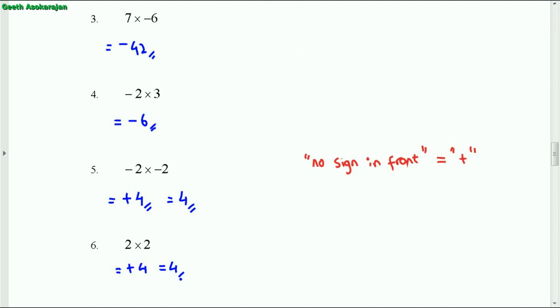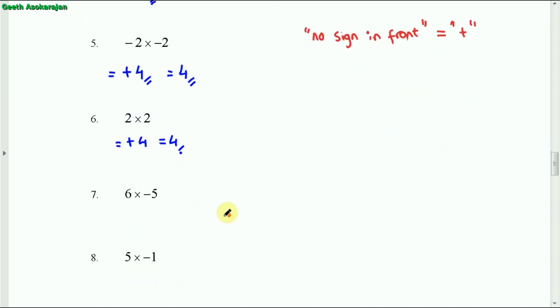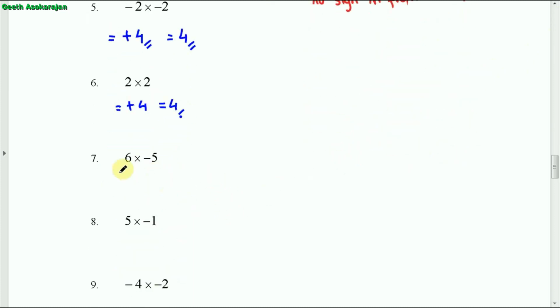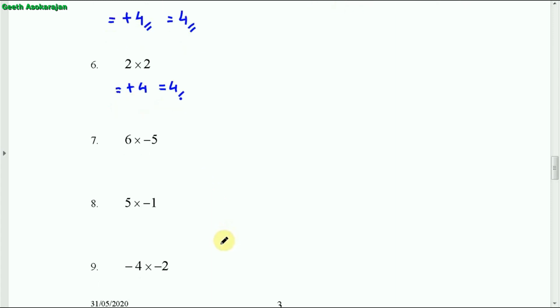Right, back to some examples. Now try questions 7, 8 and 9. I'll give you a few moments and then I'll go through the answers soon. Right, question 7. Plus times minus is a minus. 6 times 5, 30. Question 8. Plus times a minus is a minus. 5 times 1, 5.